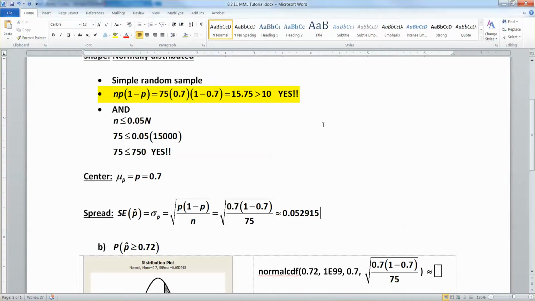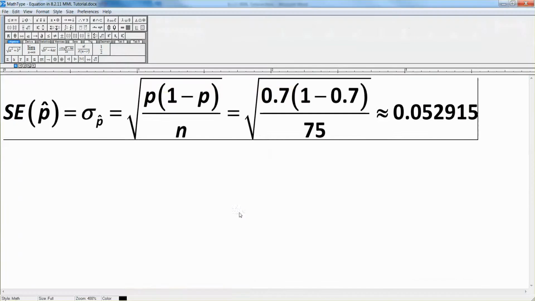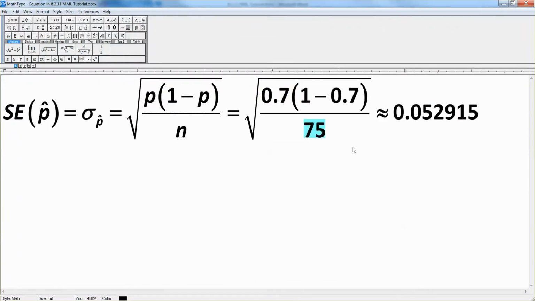So note, keep 6 decimal places for this standard error. Let me type that up, for standard error. Otherwise, it will not be accurate enough and you'll be in trouble. So make sure you keep 6 decimal places. And again, make sure you use 75, not 750, because that was the sample size. Sorry about that.